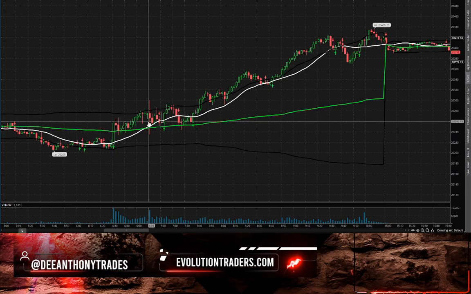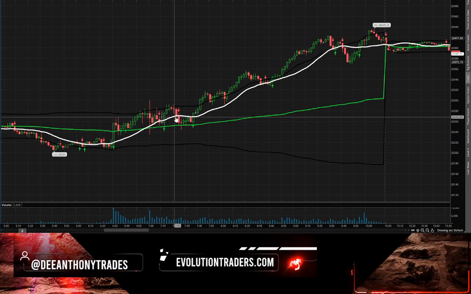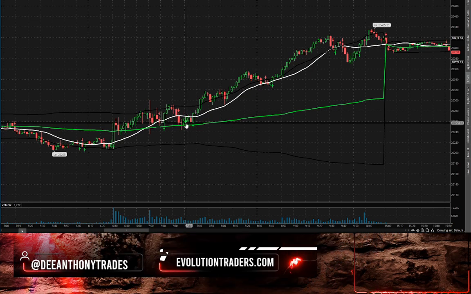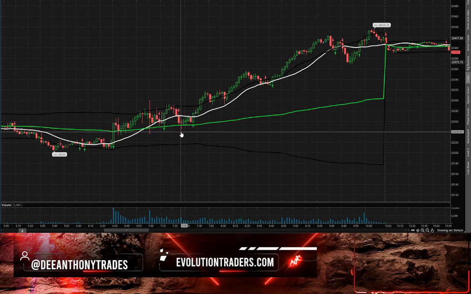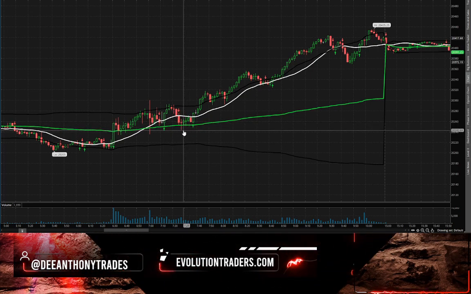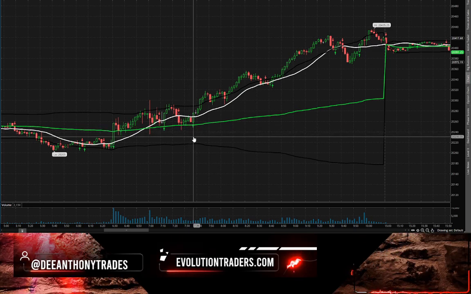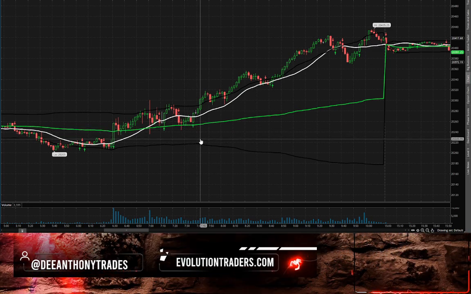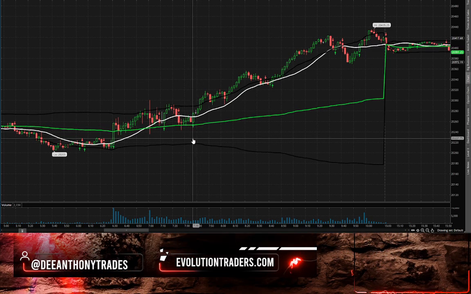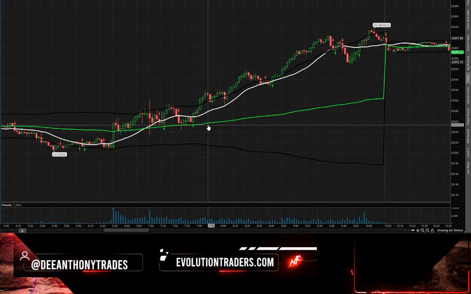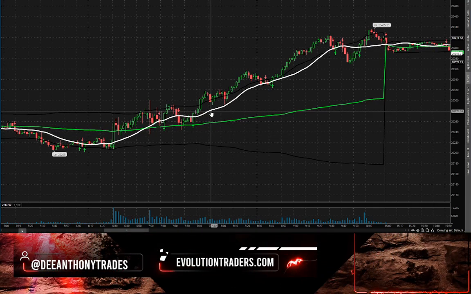Now, if we were to lose VWAP and lose the 20 SMA collectively, and then close below VWAP, and then we have a following candle that starts to build below, then yes, I'm not looking to buy the bounce anymore. What I'm looking to do is short the rejection of VWAP and the 20 SMA.